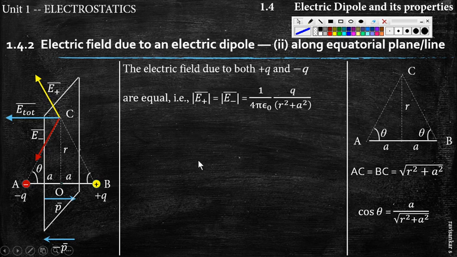Now the electric field due to both the plus q and minus q charges are equal in magnitude, that is. So E plus vector's magnitude, that is modulus, and as well as for the E minus vector. So what is the original formula for finding the electric field due to a point charge? It is 1 by 4 pi epsilon naught q by r squared.